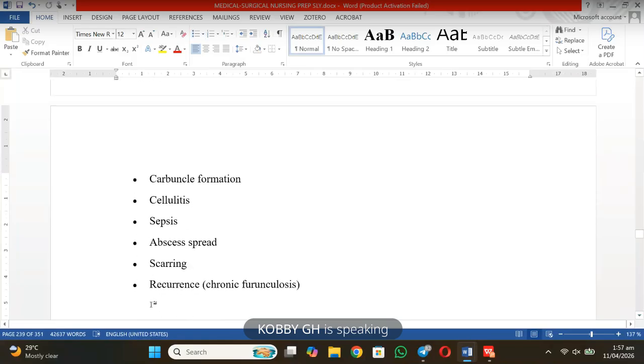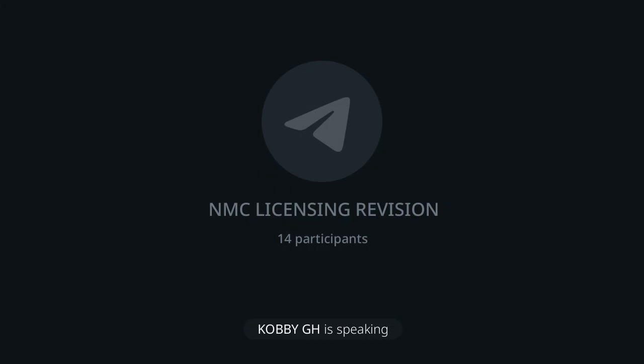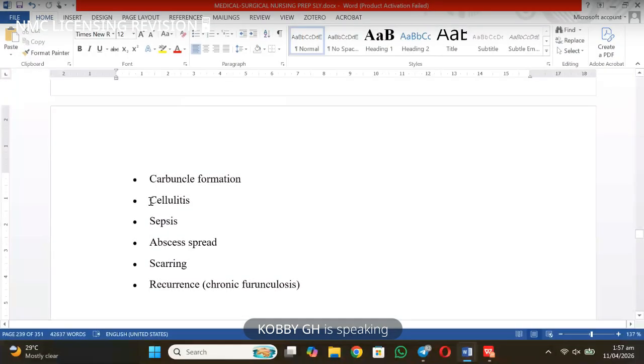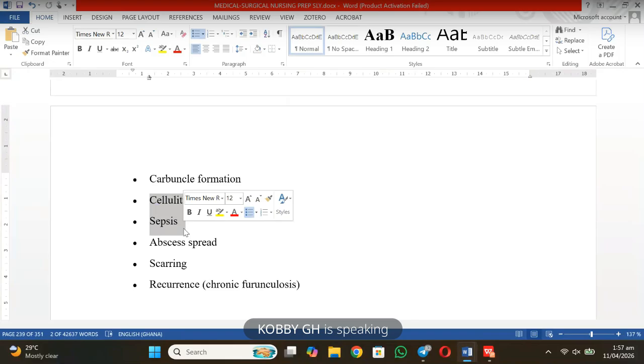And again, remember, both pharyngeals and carbuncles can lead to cellulitis or sepsis. Both of these two conditions can lead to cellulitis or sepsis. So usually if a patient is having a pharyngeal and it's not being managed properly, a common complication that can occur is either cellulitis or sepsis.